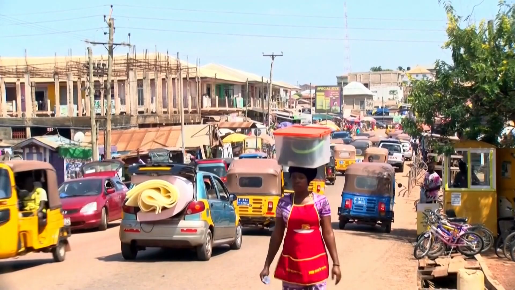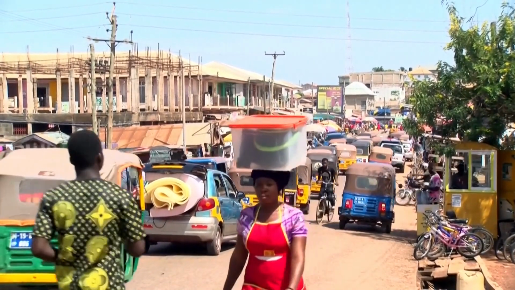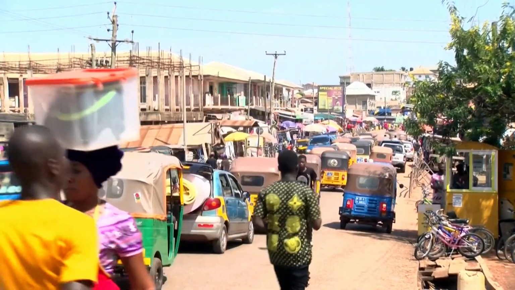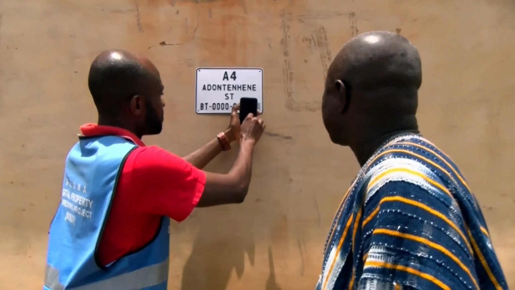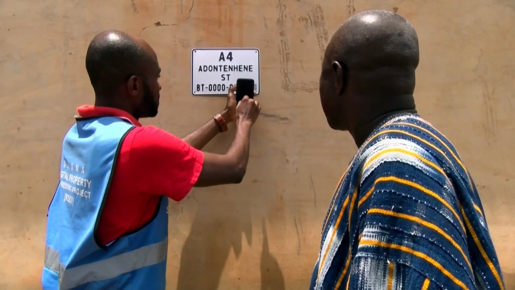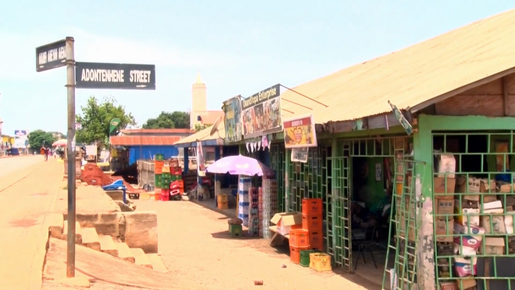In the Bono East capital, Techiman, the feedback from the chiefs and people is not any different on the digital address system. Here is Nana Bafo Asare Brimpong II, the Adontehene of Techiman, who has a street named after him.